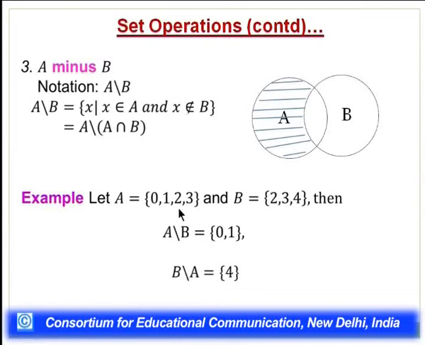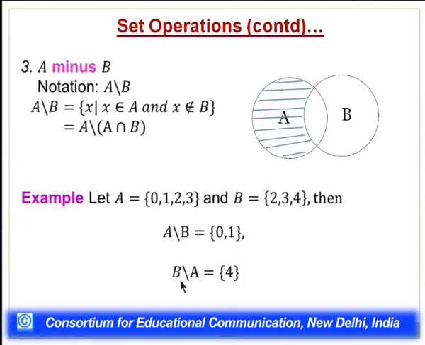And if you look at the example here, the set A is {0, 1, 2, 3} and the set B is {2, 3, 4}. Then in this example, A minus B would be what? You'll take all the elements of A, 0, 1, 2, 3 and remove from this set whichever elements are also in B. So you have to remove from this set the elements corresponding to A intersection B, which is 2, 3. So your A minus B would be {0, 1}.